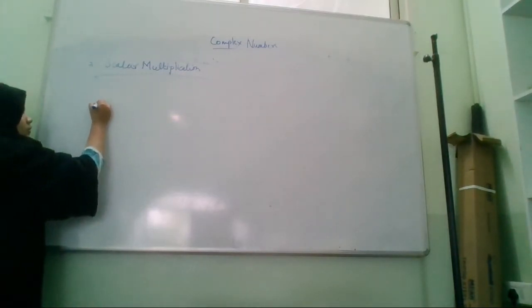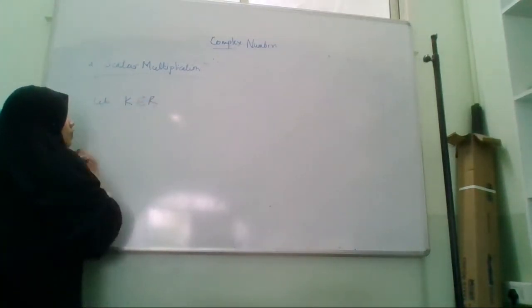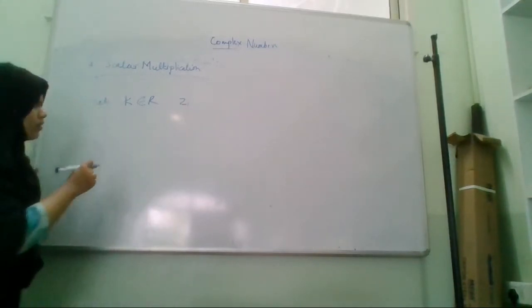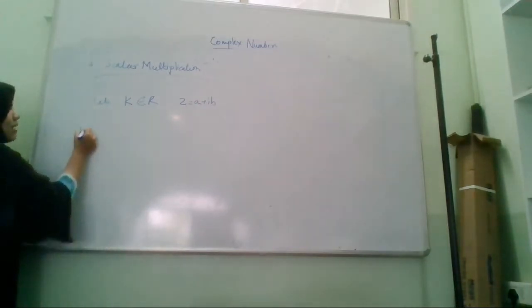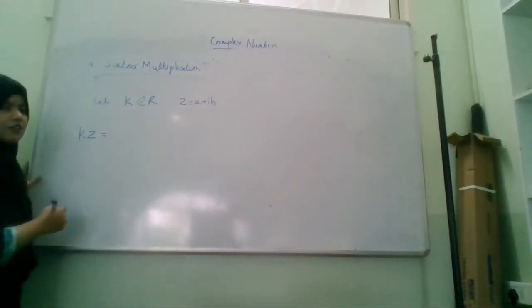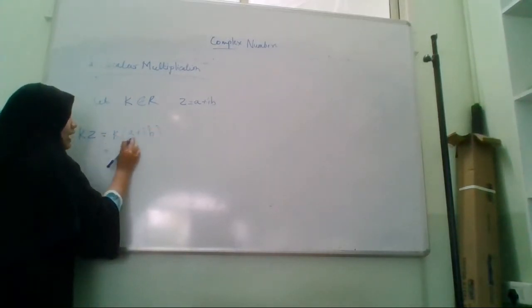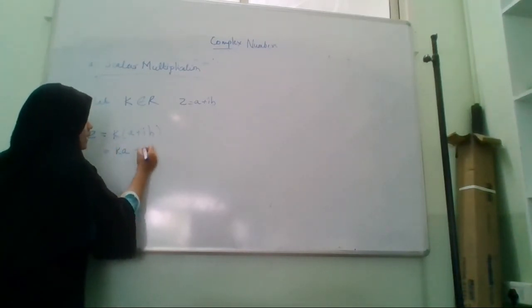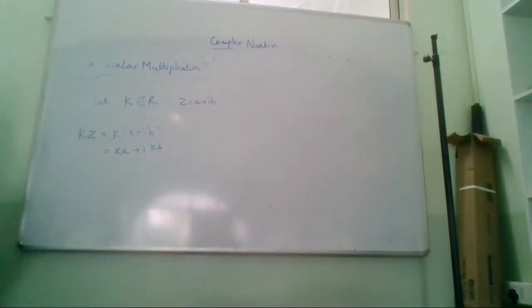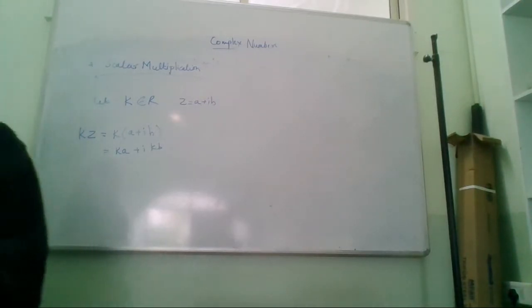Okay? So let k be any real number. k belongs to real numbers and z is your complex number, which is equal to a plus ib. Then scalar multiplication k into z is defined as k into a plus ib. So you have to multiply k with each term, real term and imaginary term. This is k times a plus i, k times b. So this is your scalar multiplication. Like I am giving you one example.